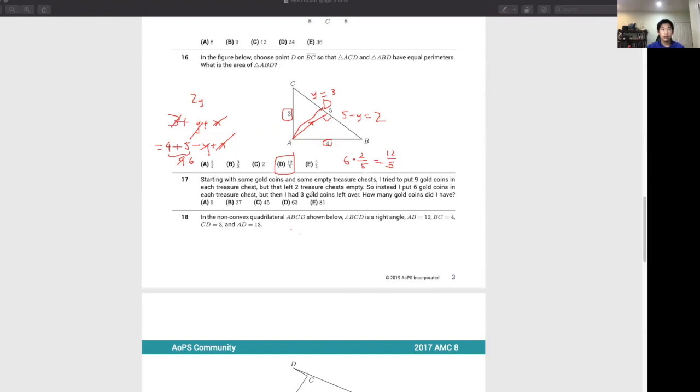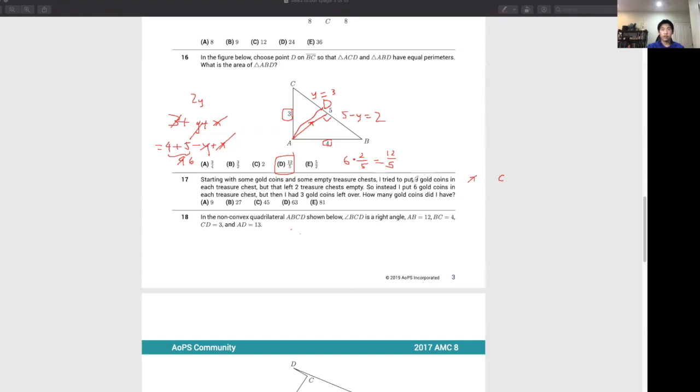And now on to problem 17. Starting with some gold coins and some empty treasure chests, I tried to put 9 gold coins in each treasure chest, but that left 2 treasure chests empty. So instead I put 6 gold coins in each treasure chest and then had 3 gold coins left over. And we want to know how many gold coins did I have. So let's use X as our number of chests because that's the unknown here. So we know that the total number of gold coins, let's call that C for coins.